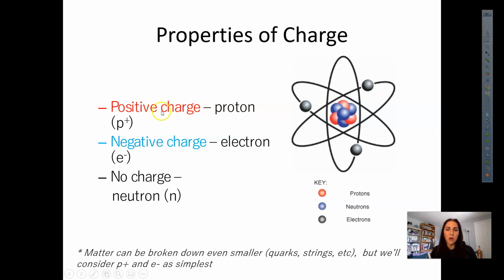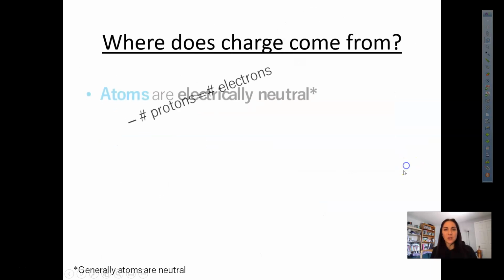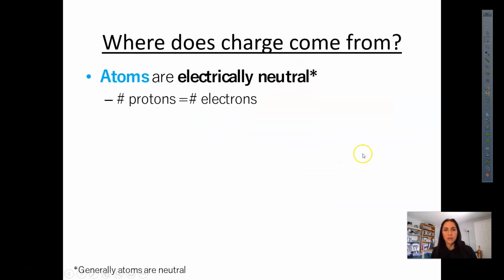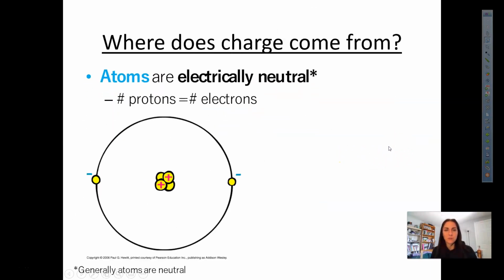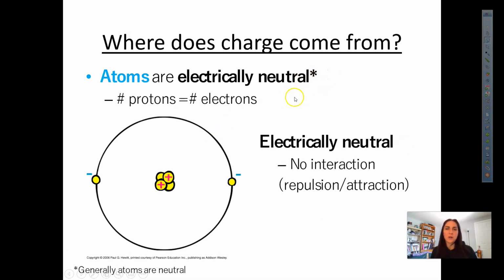Okay, so you know this, but I'm going to say it just in case. Protons are positive, electrons are negative, and neutrons have no charge. And that's enough on that. Charge comes from atoms, so if you're wondering where charge comes from when we charge things, it's the atoms. But generally atoms are electrically neutral. I put a star there because in some cases they're not, but in most cases they are, which means they have an even number of protons and electrons.